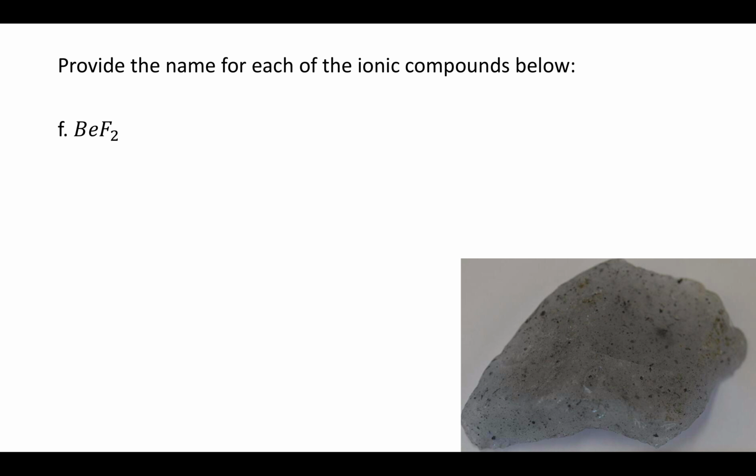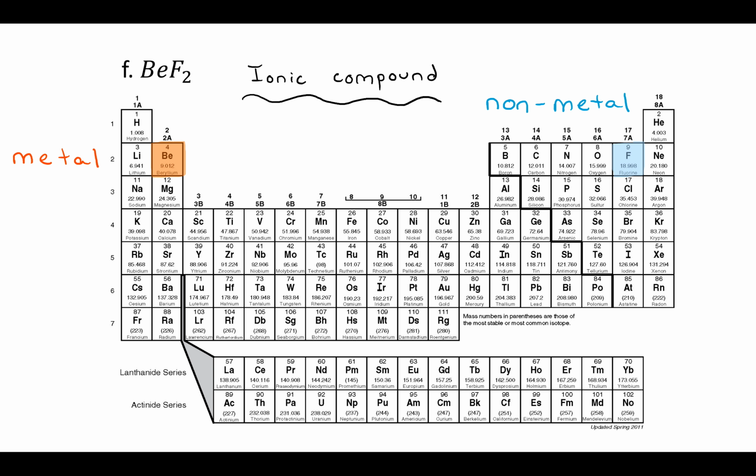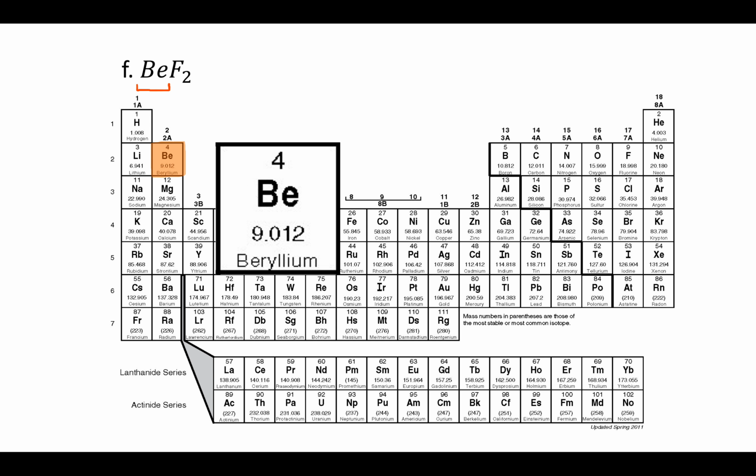How about BeF2? What's the name for that? Alright, well let's make sure it's an ionic compound. You have a metal and a nonmetal, so it's definitely an ionic compound. Now to name ionic compounds, take the name of the first element, Be is beryllium, and name it exactly as it is on the periodic table, so beryllium.